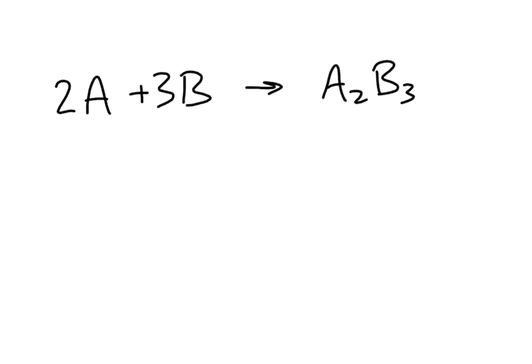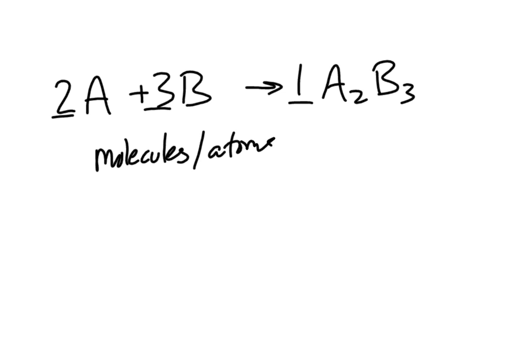Okay, so now I have my coefficients. Even though I don't write it here, there is a 1 right there. So what do these coefficients mean? We've talked about this in the past. They could possibly mean molecules or atoms. I have two atoms of A and three atoms of B making one molecule of A2B3. We also know it could be moles. I have 2 moles of A will react with 3 moles of B to form 1 mole of A2B3.